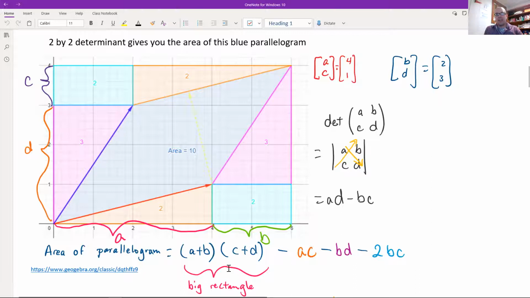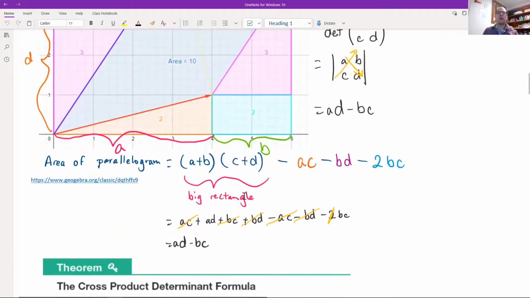So that's the big rectangle. And then to get the area of the blue parallelogram, what we would need to do is subtract off these orange triangles, which if you put those triangles together, they become a rectangle. And the rectangle has dimensions A and C. So minus AC for the area of the orange rectangle. Similarly, minus BD for the area of this pink rectangle. And then minus 2BC, because we actually have two rectangles here and here that have dimensions BC.